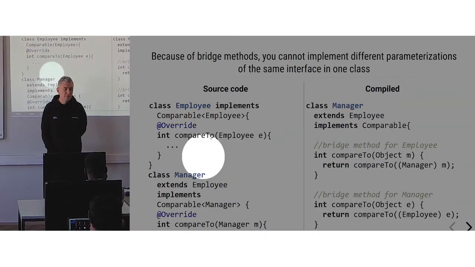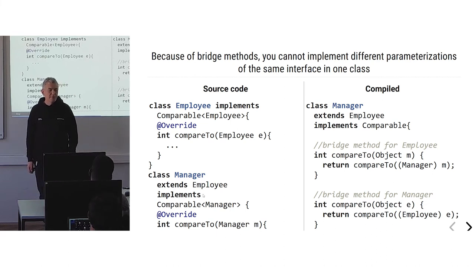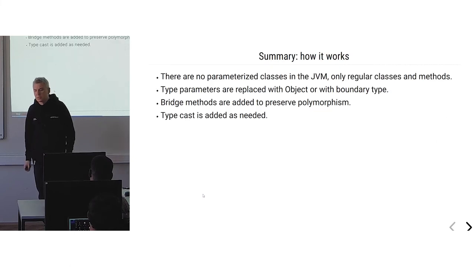Please remember, if you utilize some generic classes, at some point you will see a compilation error telling you something about a bridge method. Please don't be surprised. Just remember that you cannot have different parameterizations of the same interface in one class. But it's okay, these were just some side notes on the theme of generics. We'll get back to type variance very soon, and it will be easier now for you to understand what's happening.